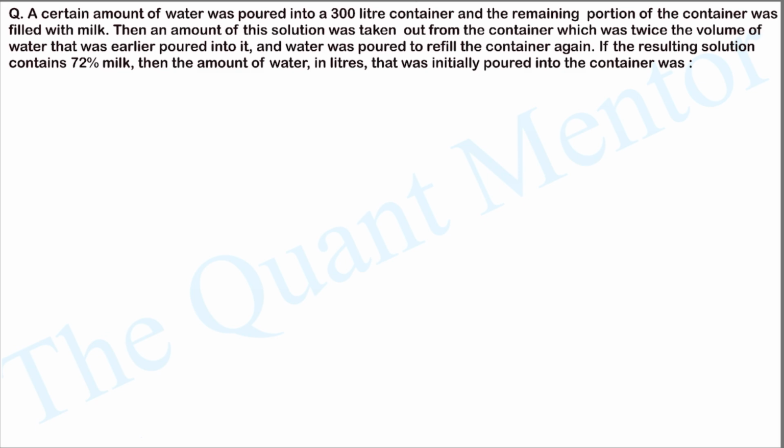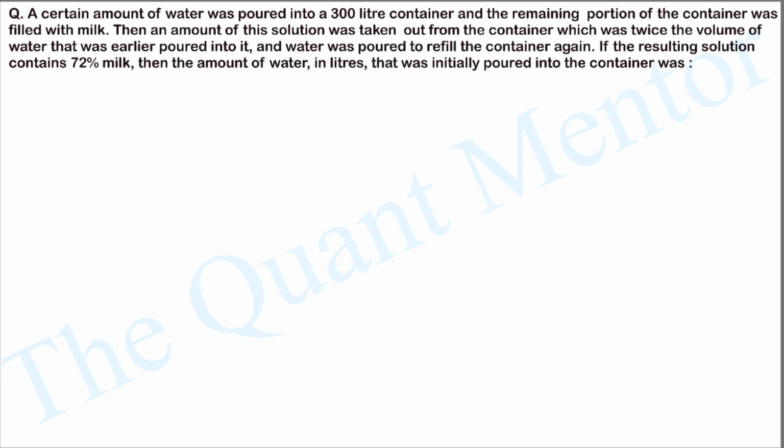So a certain amount of water was poured into a 300-liter container and the remaining portion of the container was filled with milk. Then an amount of this solution was taken out from the container which was twice the volume of water that was earlier poured into it, and water was poured to refill the container again. If the resultant solution contains 72% milk, then the amount of water in liters that was initially poured into the container was?